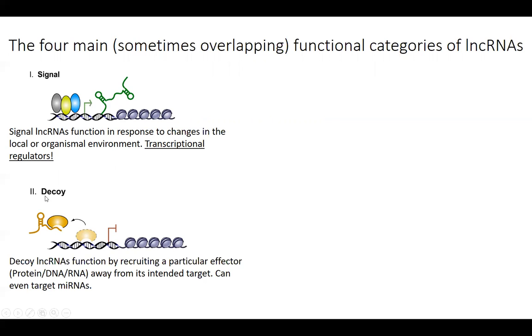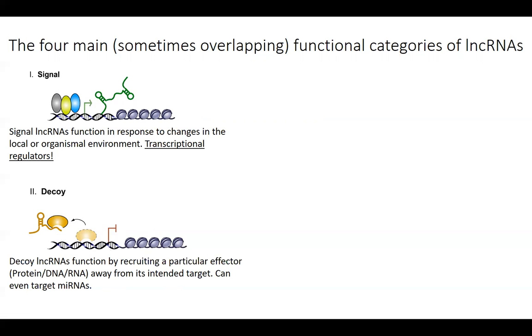Another cool function of these guys is a decoy. So they can actually pull proteins away from other genes. So if there's a protein that should be involved somehow with transcriptional activation, we can actually pull that away from the promoter. There are other ways this can happen, but they're used to absorb molecules that would otherwise be signaling. So almost like an inhibitor, if you want to think about it. It's not an enzyme, but kind of in that way, acting like a sponge to absorb regulatory molecules.